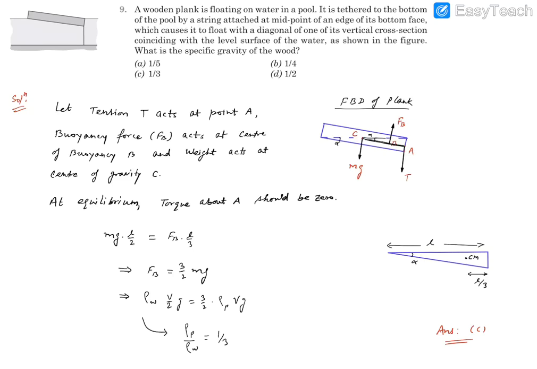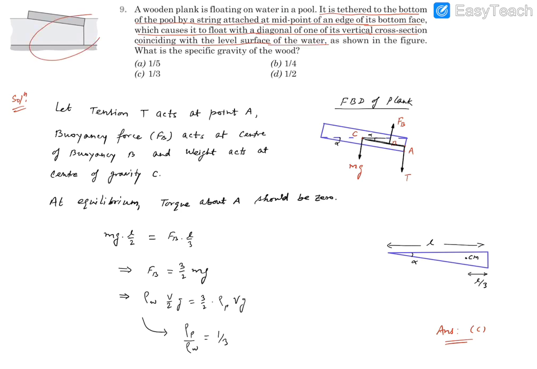Hello, here is question number 9. It reads that a wooden plank is floating on water in a pool. It is tethered to the bottom of the pool by a string attached at the midpoint of an edge of its bottom face, which causes it to float with a diagonal of one of its vertical cross sections coinciding with the level of the surface of water.